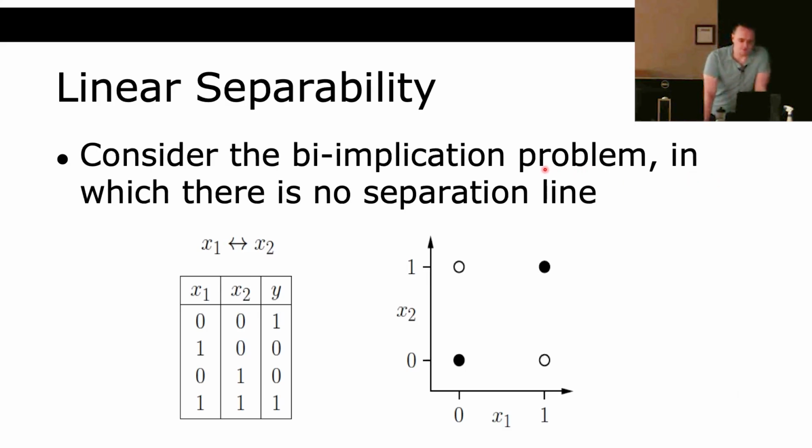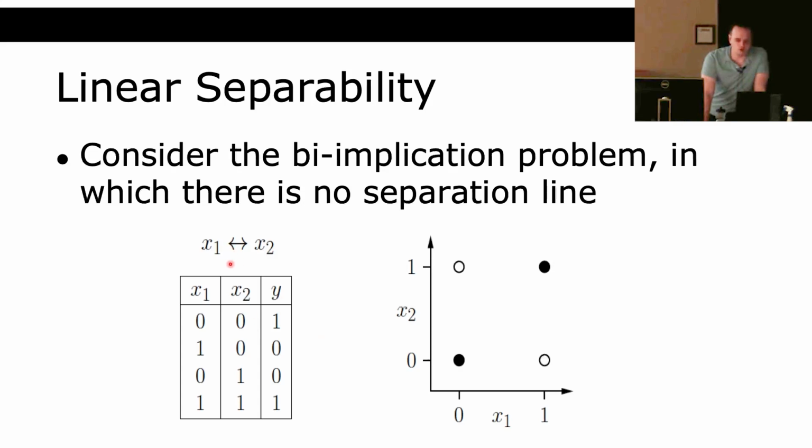Okay, so consider this function. Consider the biimplication problem. That's, I guess, the philosophy way of saying it, but equality, right? So for the equality operator, there is no separation line. Look at this graph. Could I possibly draw a line through that graph to separate both the zeros and the ones? No. Right? Because no matter where I draw it, there's always one or the other on the same side. Okay?